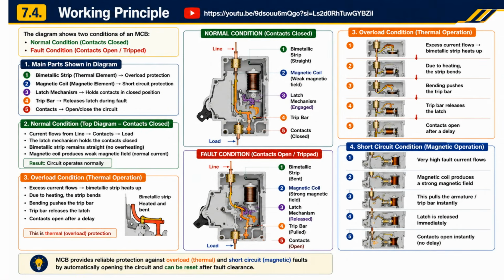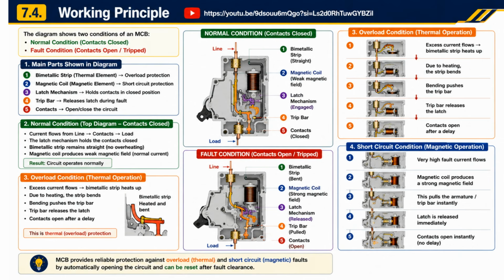1. Main parts of an MCB. Bimetallic strip provides overload protection. Magnetic coil provides short circuit protection. Latch mechanism holds the contacts in the closed position. Trip bar releases the latch during a fault. Contacts open and close the electrical circuit.